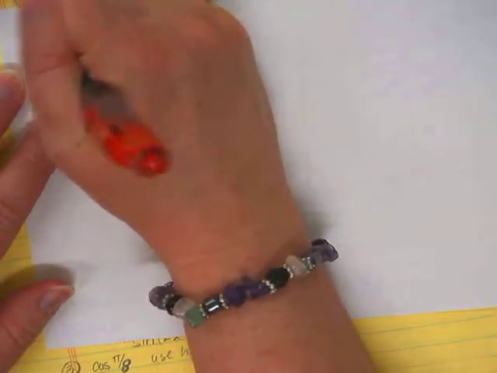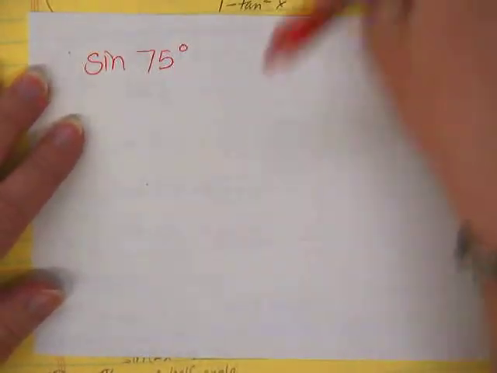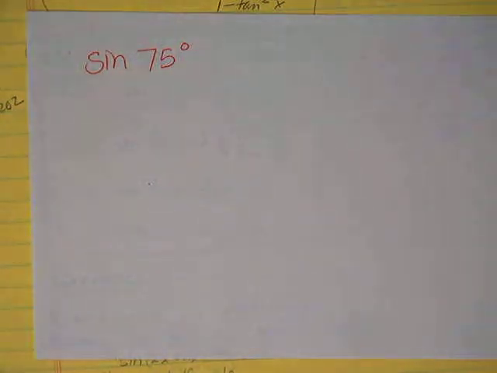Okay, couple more, we're almost done. Find the sine of 75. This time I'm not going to tell you what to use, so you need to figure out whether you're going to use a half or a double angle, because 75 is not on our charts.